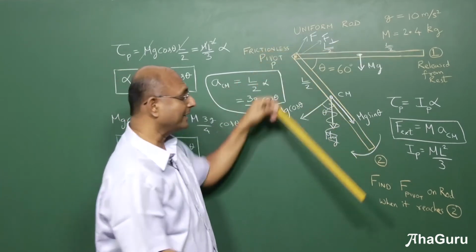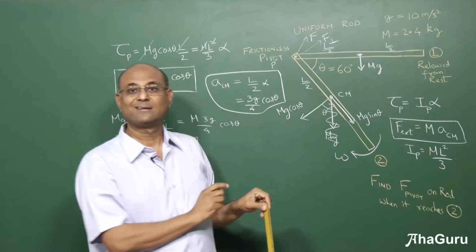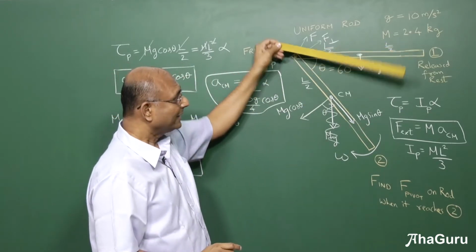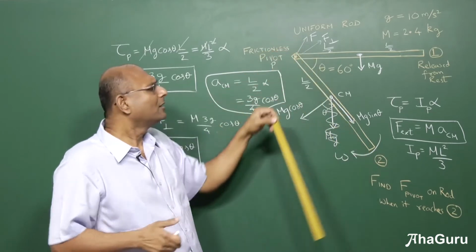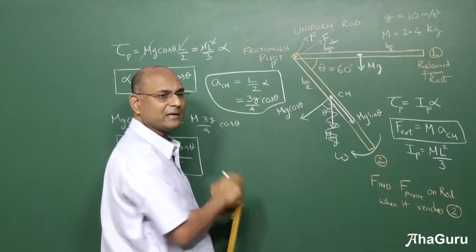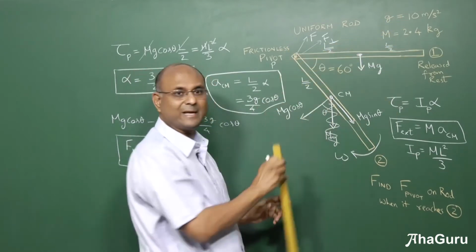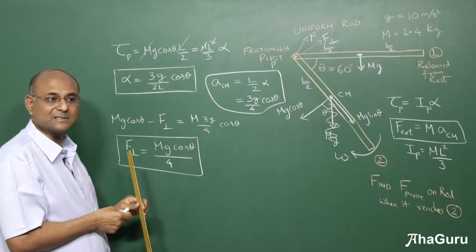By the time it comes here, it already has an omega. On the other hand, if I released it here, it has 0 angular velocity. It was released from rest. Okay, so what is the big deal? So what if it was released from here or released from there? How does it make a difference?